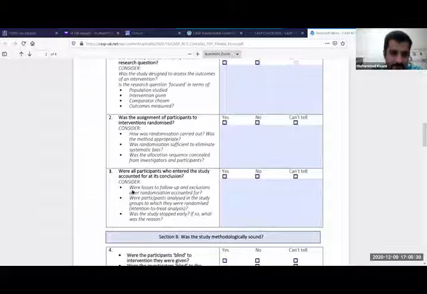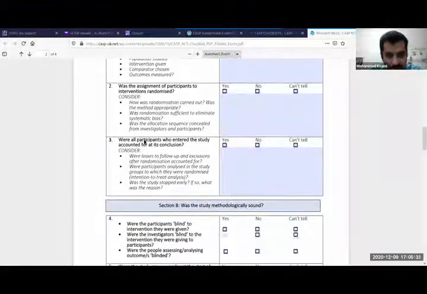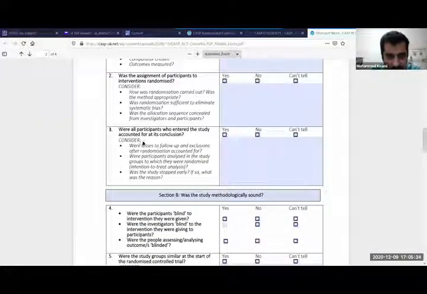Then the third question is, were all participants who entered the study accounted for at its conclusion? We saw these items also in the previous checklist. They are not new, but just to know, these are the main items. Were losses to follow-up and exclusions after randomization accounted for?